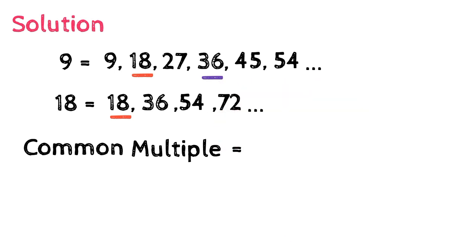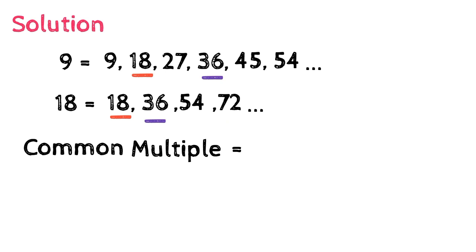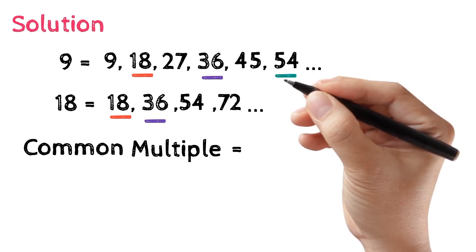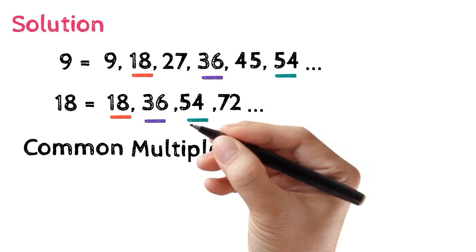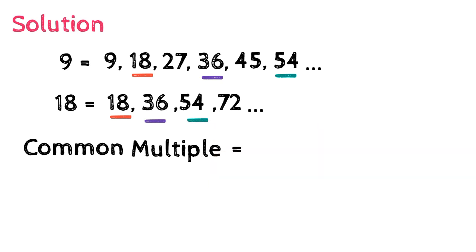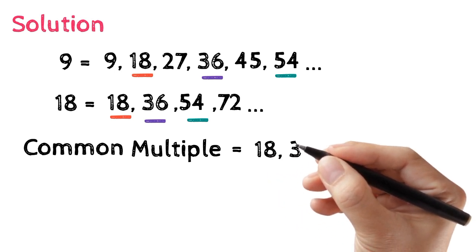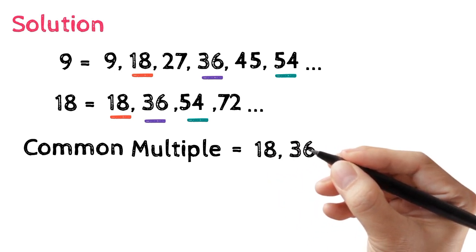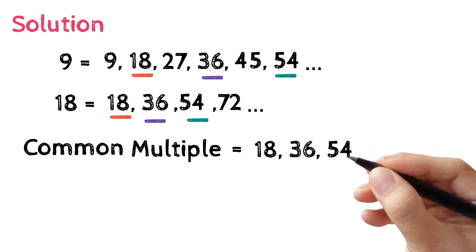The first one is 18. Another is 36. It is found in the multiples of 9. Also, it is found in the multiples of 18. Another common multiple is 54. It is found in the multiples of 9, but also in the multiples of 18. So the common multiples here are 18, another is 36, another multiple is 54.